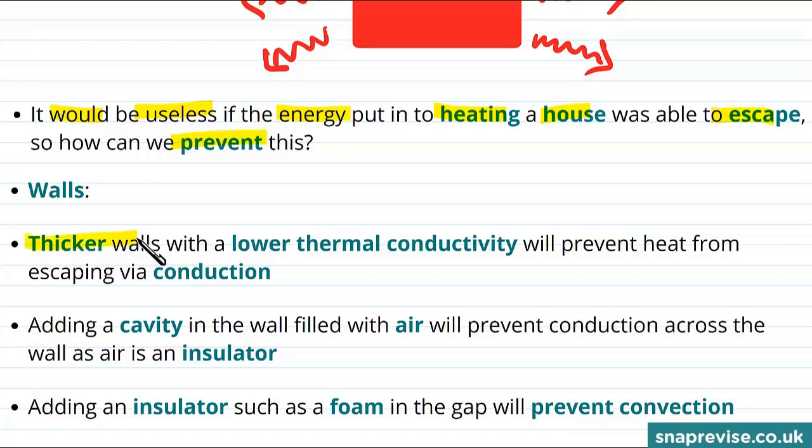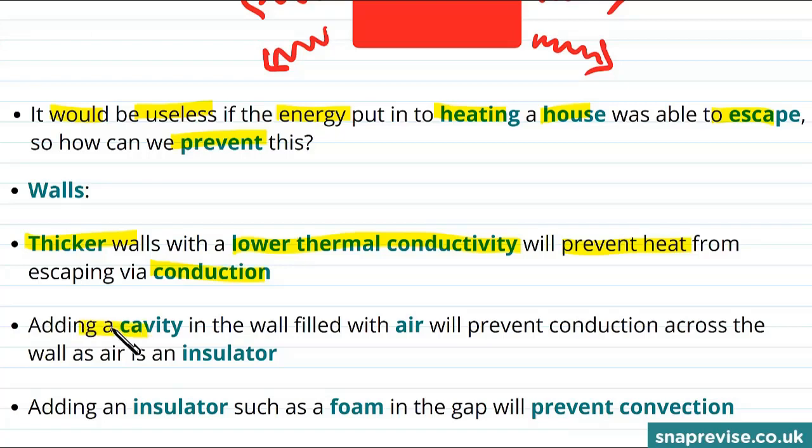First of all, thicker walls with low thermal conductivities will prevent heat from escaping via conduction. And remember that conduction was the process where particles that were vibrating a lot knocked into particles nearby to make them also vibrate. And a material with a low thermal conductivity slows down this process.